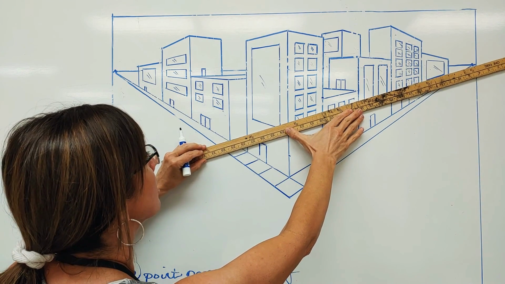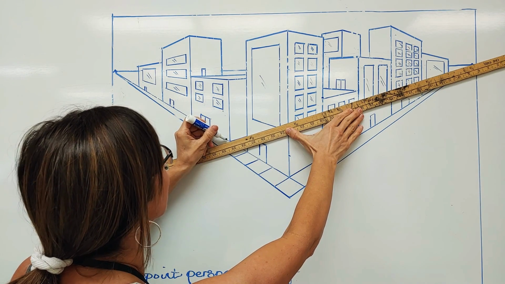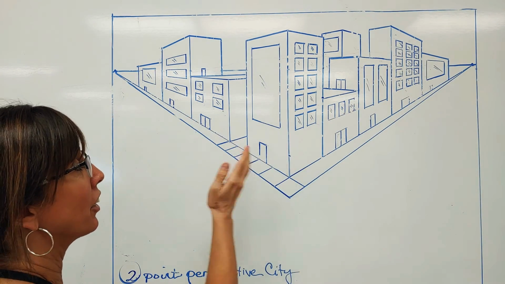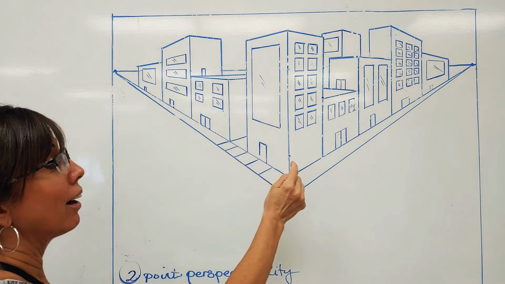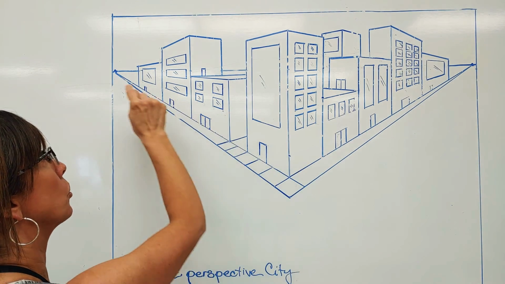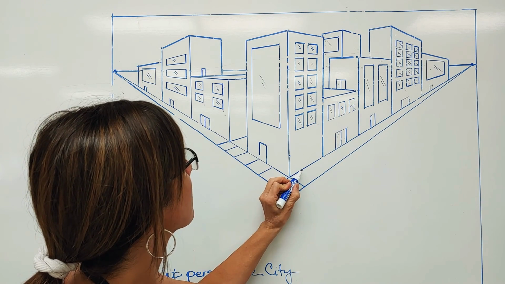Okay, whoops. My ruler likes to slide around here, like that. Now, in this side of town, and I would keep going all the way back. On this side of town, again, the sidewalk lines are going to go towards the left point, if I'm on the right side of the building.